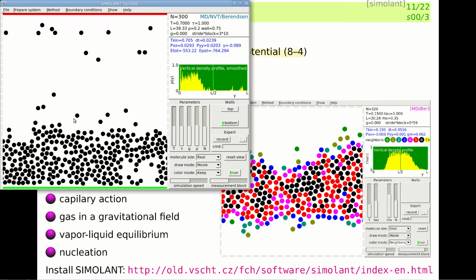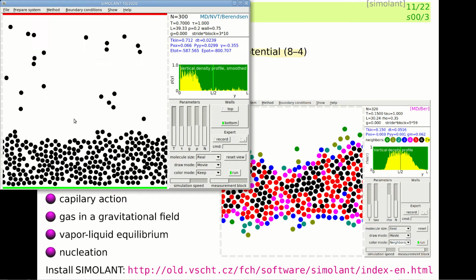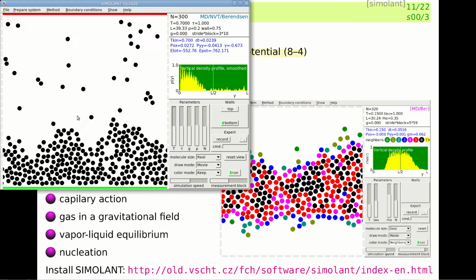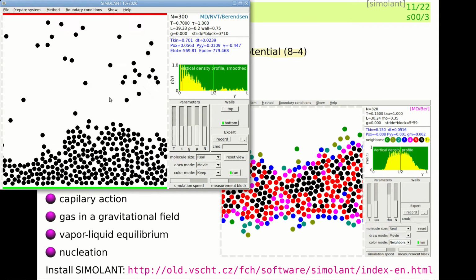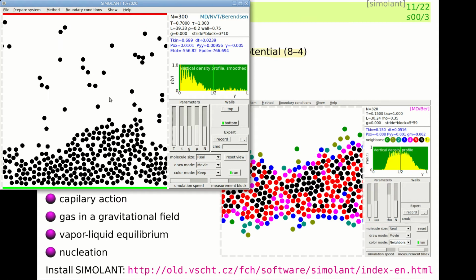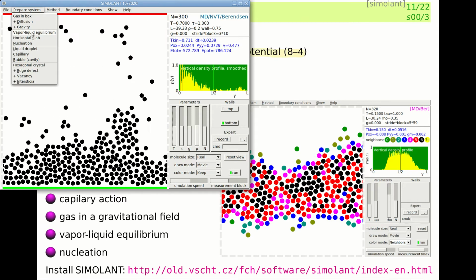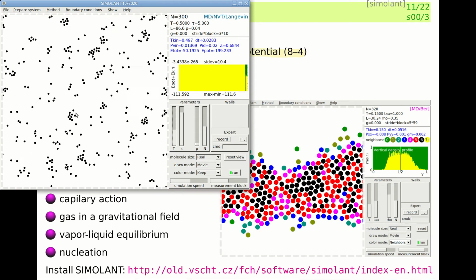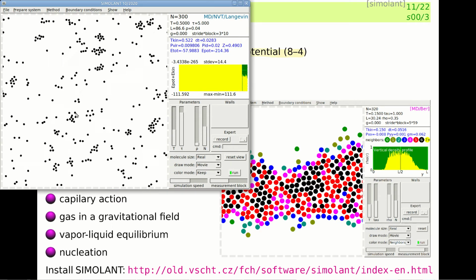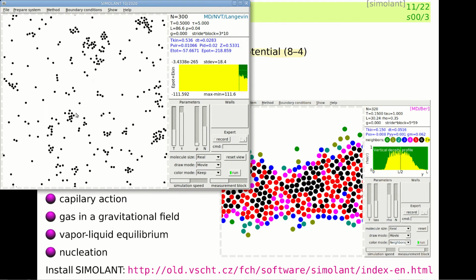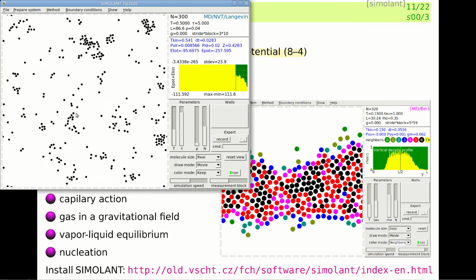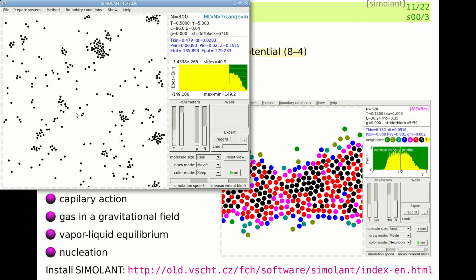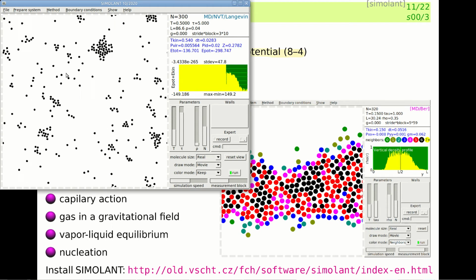Vapor-liquid equilibrium. It will be your task at the end of this course to perform simulation with this model and to verify the Clausius-Clapeyron equation. We can study nucleation. You are nano and micro technology, so you certainly know what's nucleation. You can create nanoparticles out of it.